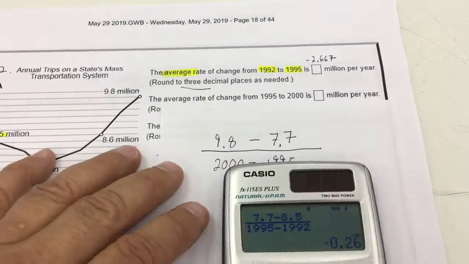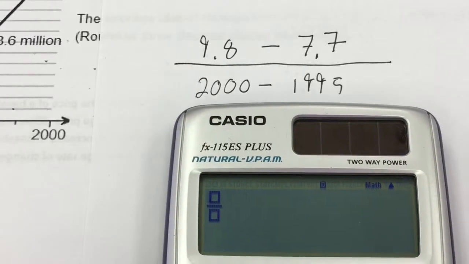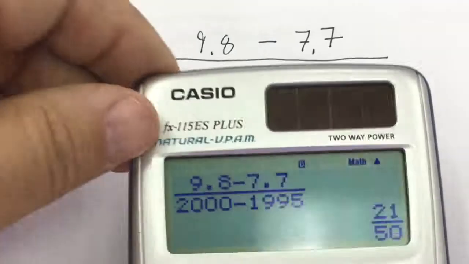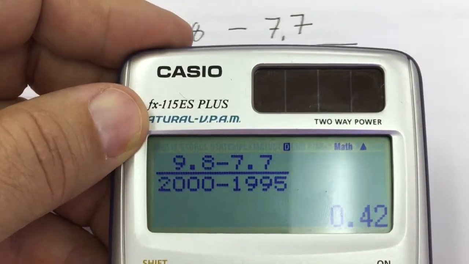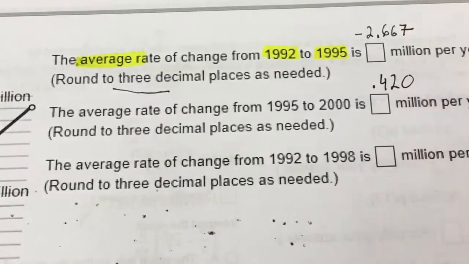Going to use the calculator and type that in just like it looks. Hit my fraction bar. Type in my 9.8 minus 7.7. Down arrow, 2000 minus 1995. I know that's going to be 5, but I'm going to let the calculator do all the heavy work. So that gives me 21 over 50. But we're going to want to SD that and get the decimal of 0.42. Notice that's a positive number.